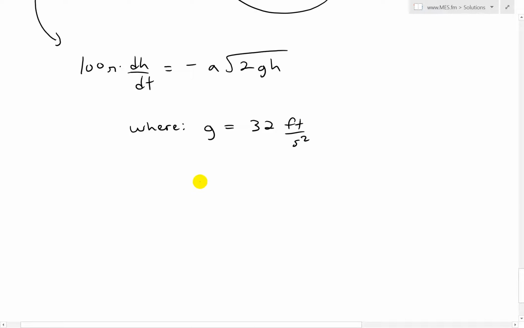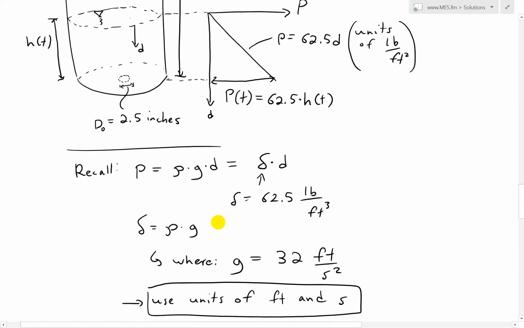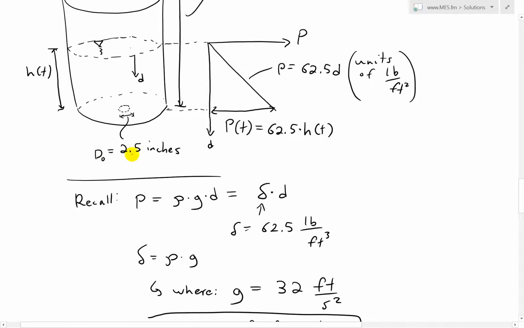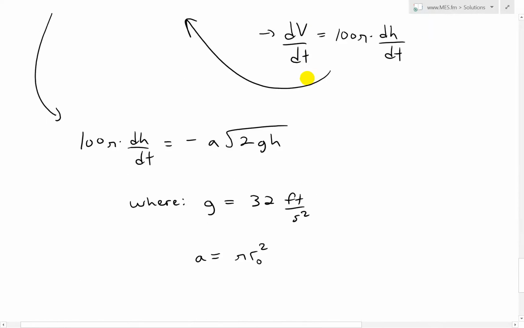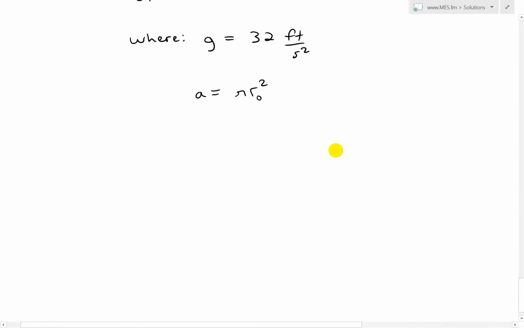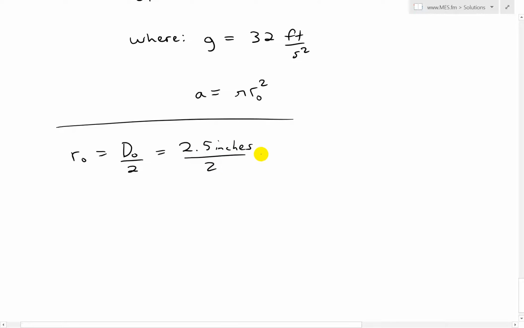And A is equal to the area of the outlet, which is pi times the radius of the outlet squared. What we are given is the diameter of the outlet, which equals 2.5 inches. So the first thing we'll do is find our r outlet. This equals the diameter of the outlet divided by 2, since half the diameter is the radius. This equals 2.5 inches divided by 2, and then we're going to change this into feet.